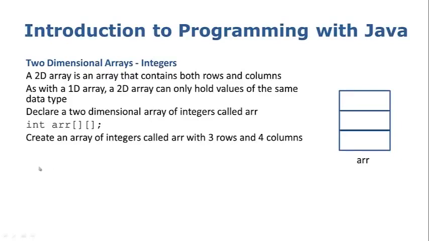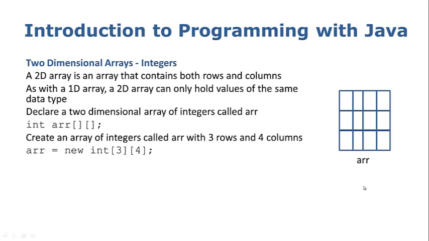This particular array needs to be created with 3 rows and 4 columns. So we say R equals new int 3, 4. So the number of rows in the first set of square brackets and the number of columns in the second. So watch out for that. It's important to remember the first set of square brackets refers to the number of rows and the second set refers to the number of columns.